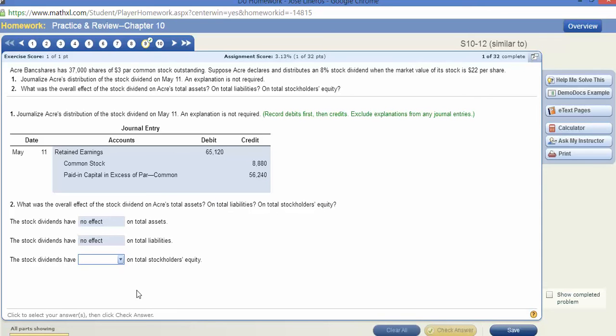And as I slammed into the desk to get attention in class, a stock dividend never has an impact on total stockholders' equity. It has an impact on retained earnings. It has an impact on common stock and paid-in capital. The problem is you lower stockholders' equity and then you raise it by the same amount. So again, no effect.